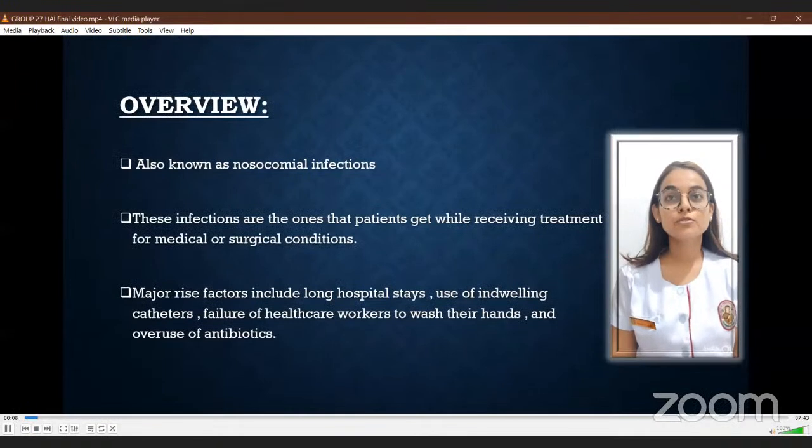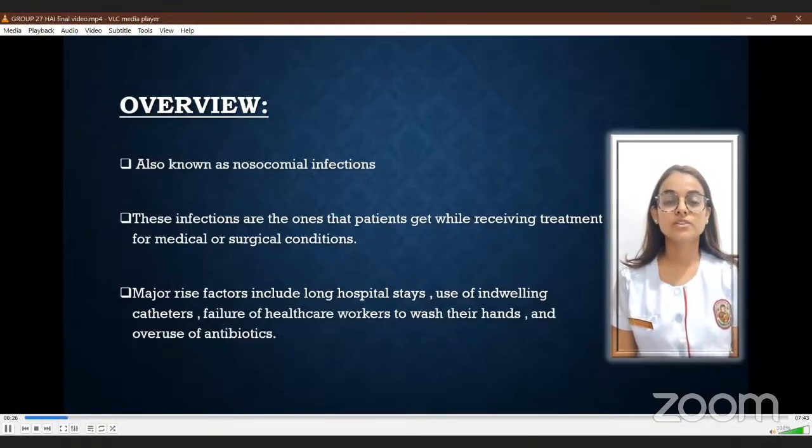Healthcare-associated infections are also known as nosocomial infections. These infections are the ones that patients get while receiving treatment for medical or surgical conditions. Healthcare-associated infections occur in all settings of care, including hospitals, surgical centers, ambulatory clinics, and also long-term facilities like nursing homes and rehabilitation facilities. All hospitalized patients are even more susceptible to contracting a nosocomial infection or an HAI. The major risk factors include long hospital stays, use of indwelling catheters, failure of healthcare workers to wash their hands, as well as overuse of antibiotics.